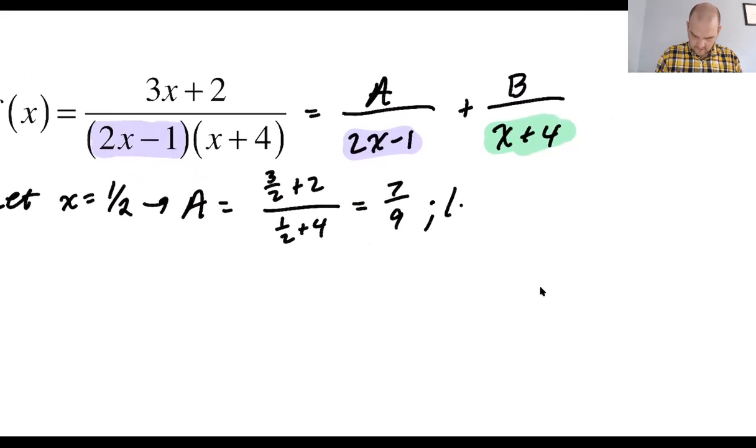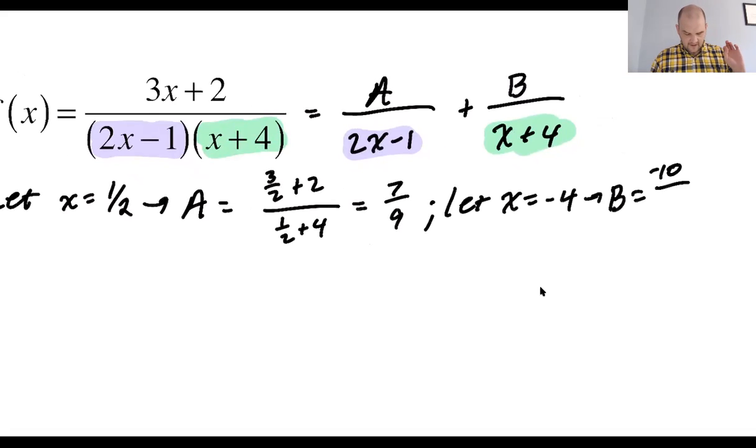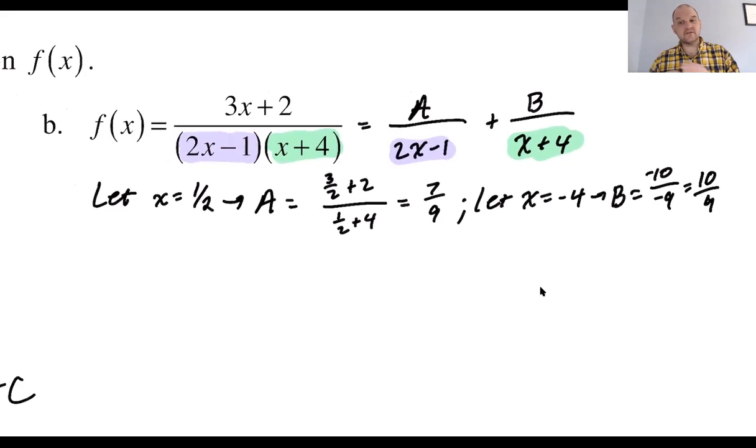So if I let x equal -4, because that would make x plus 4 equals 0, then b is going to be, we cover up x plus 4. Every remaining x is now going to be -4. So that's -12 plus 2 is -10, over -8 minus 1 is -9. So 10 over 9. Same denominator, comforting, doesn't always happen.